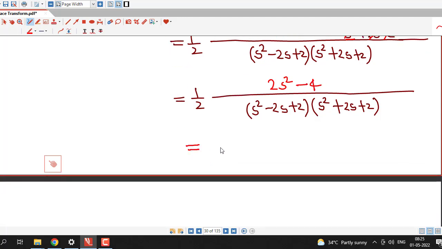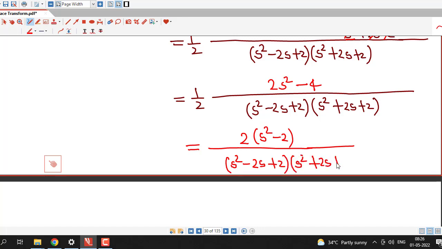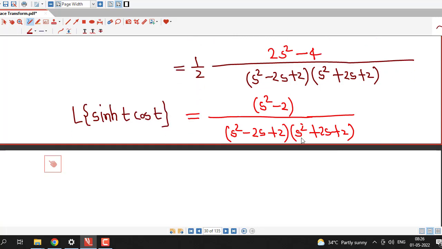And finally we can take this 2 common from the numerator, and we are left with s square minus 2, and here s square minus 2s plus 2 s square plus 2s plus 2, and if you can understand, we can directly cancel out these 2 and with these 2. So this is the Laplace transform of sin hyperbolic t cos t. If we wish, we can still further simplify.